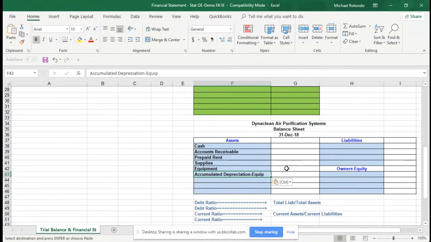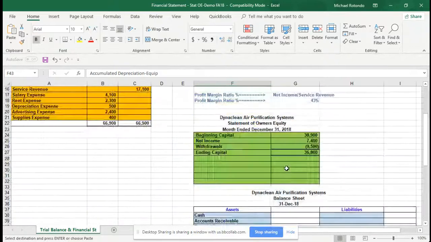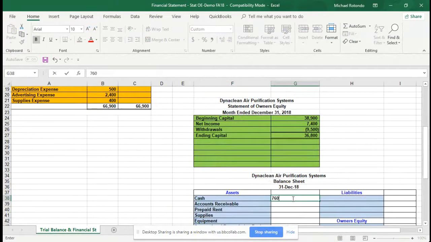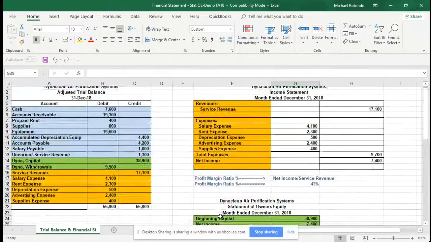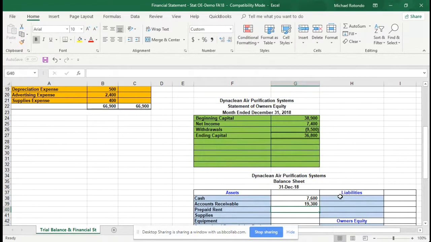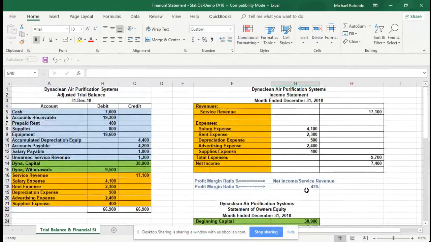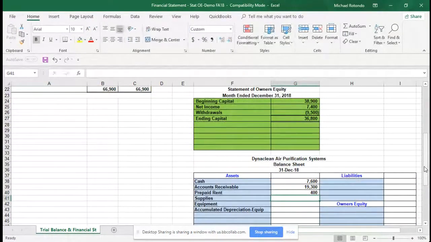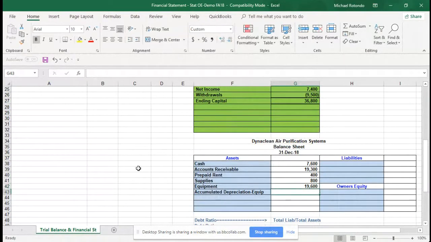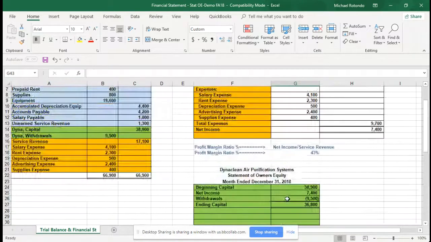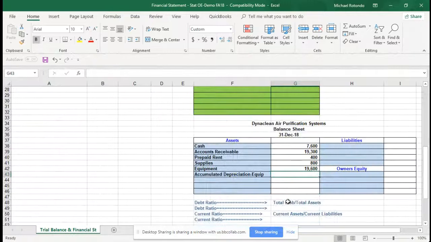So our cash balance now is going to be $7,600. So we're going to bring down our balances. Accounts receivable is $19,300. Prepaid rent is $400. Supplies is $5,600. Equipment is $19,600. And accumulated depreciation, remember, has a credit balance. It's an offset to the asset account. So that has to be displayed as a negative. So that's going to be negative $4,400.